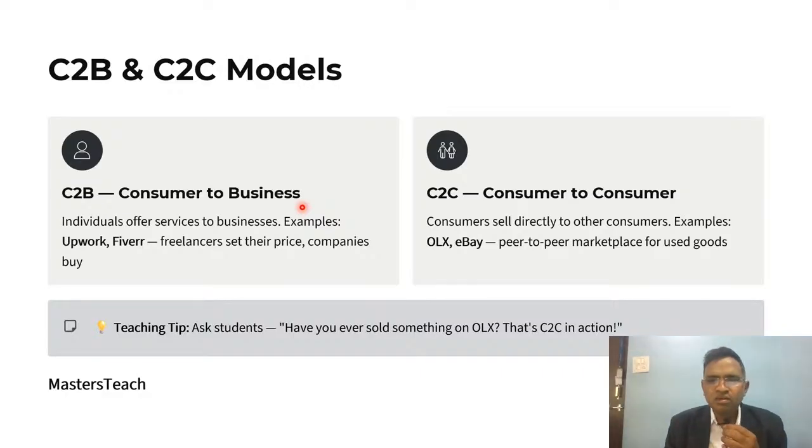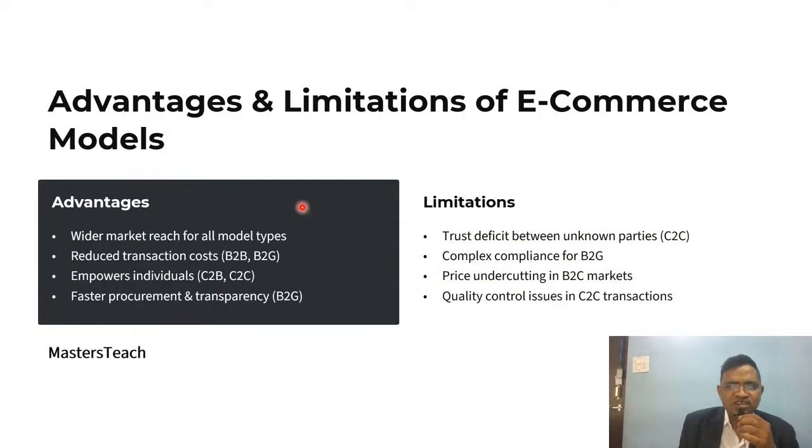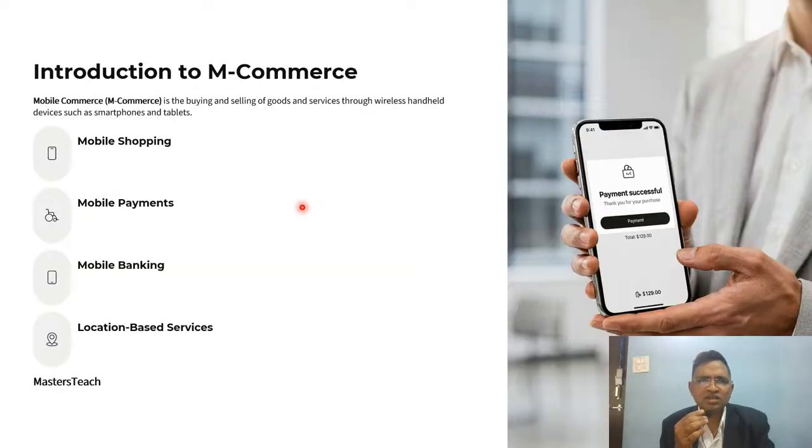I hope you people use OLX and similar sites. Then advantages: you can reach a large number of people, the transaction can be done easily, and it empowers. Limitations: you cannot fully trust people in consumer to consumer, and sometimes fraud may happen. Business to government is a complex issue. In business to consumer, prices may reduce and the quality may not be proper. So these are the advantages and disadvantages.